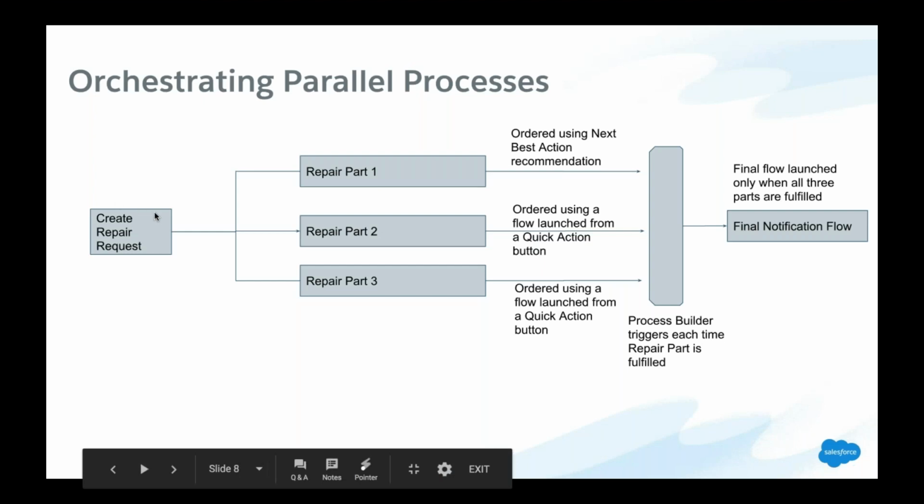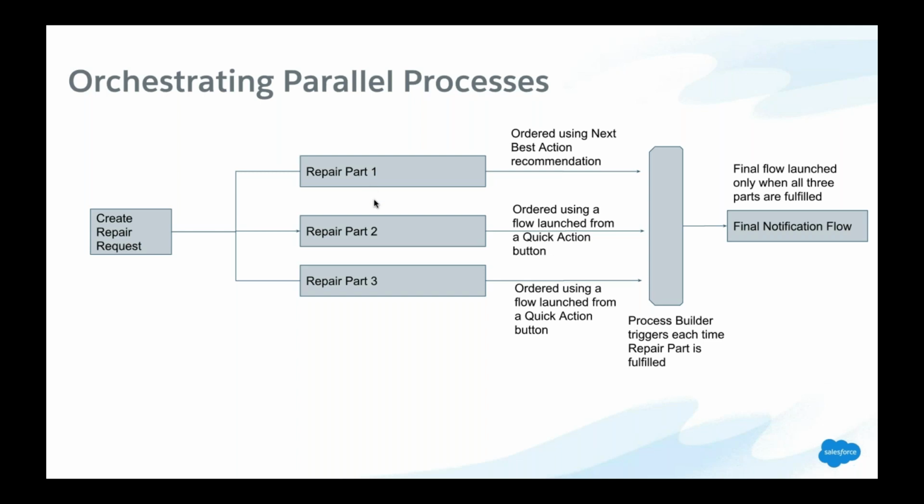So we had the original community portal repair request. That generated 3 repair parts. And then at 3 different times, those parts were ordered. One was ordered via one mechanism, one was ordered via another mechanism. Now, every time those parts get fulfilled, a process builder trigger exists, and it's looking for that example.